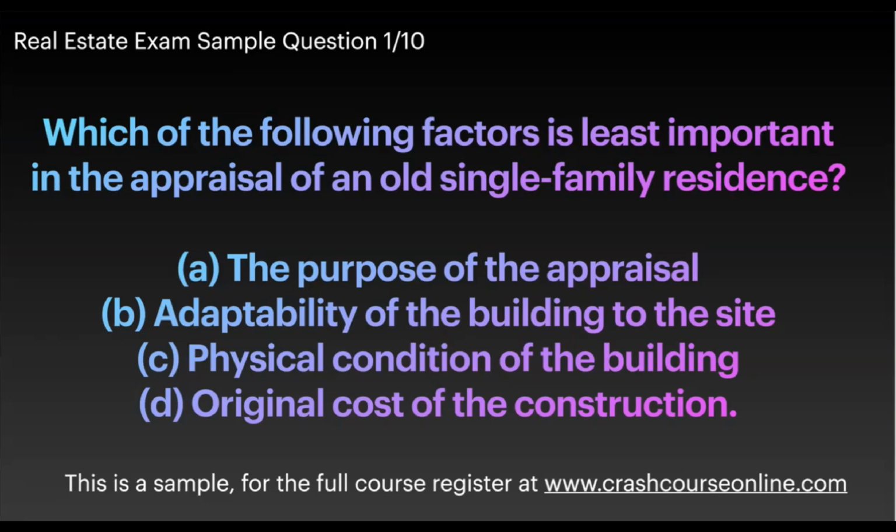Look at D, the original cost of the construction. The original cost of the construction is not going to be relevant in determining the value for an appraisal of an older single-family home. I mean, if my house was built in 1935 and I'm appraising it today, we don't care if it cost $5,200 to build in the 1930s. We want to know what it's worth now. So the least important point in the appraisal of an older single-family residence is going to be answer choice D. The original cost of the construction is not going to have any bearing on what the property is currently worth today. So D is going to be our best answer here.